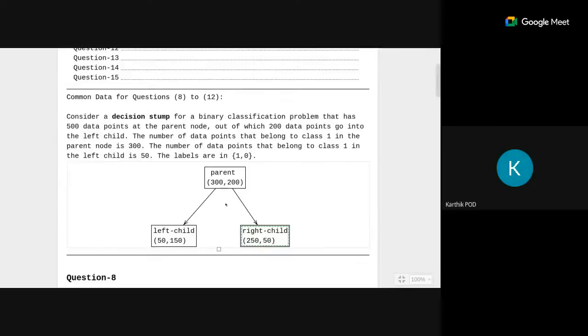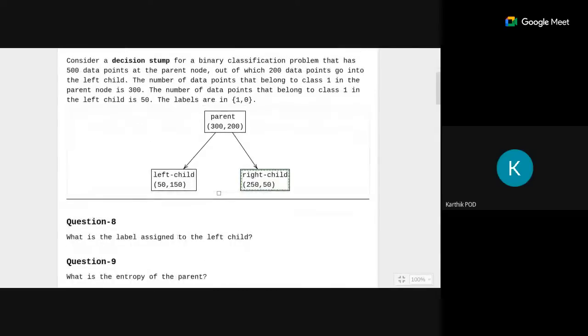250, 50. Okay, 250, right? So that is the 250 plus 50, 300, 150 plus 50, 200, right? So that's it. Now that's the first part, right?